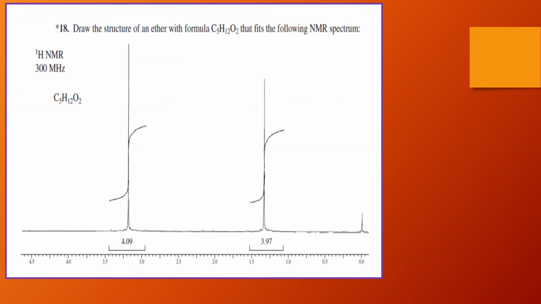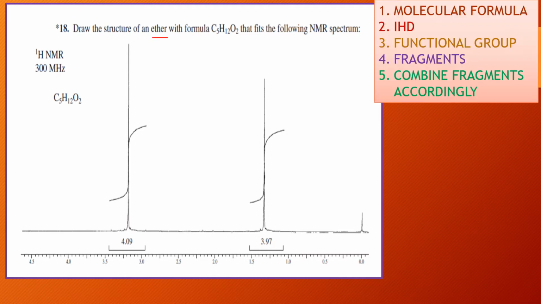So here is another H-NMR problem. The problem is, draw the structure of an ether with the formula C5H12O2 that fits the following H-NMR spectrum. So we have to find out the structure of an ether, right? So this is the ether group, right? And you should know this.